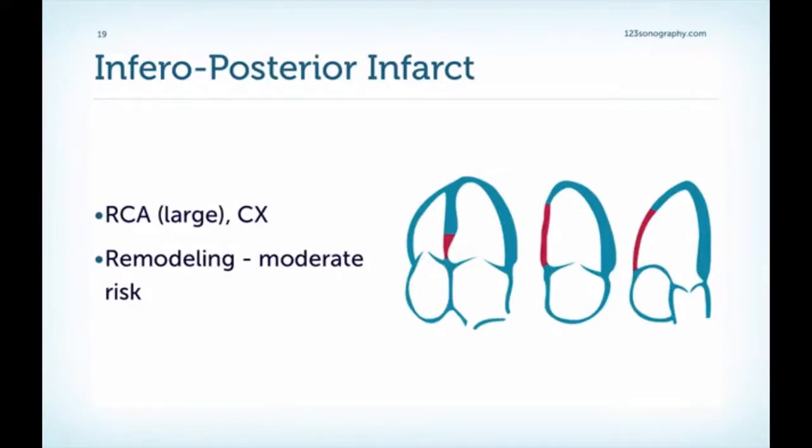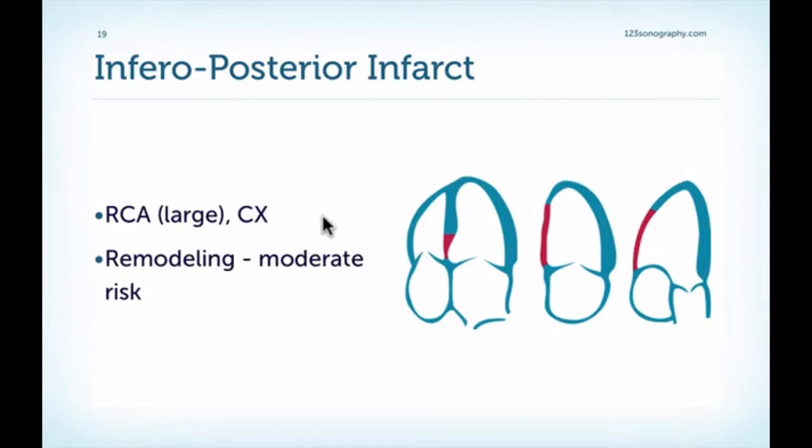The next, even larger form of inferior infarct is the one that ranges all the way to the posterior region. So we have involvement of the basal inferior septum, the inferior septum, just as we saw previously, but now also all the way into the posterolateral region. These infarcts are caused by fairly large right coronary arteries or by a very large circumflex artery, which also supplies the inferior wall. The risk of remodeling is now increased.